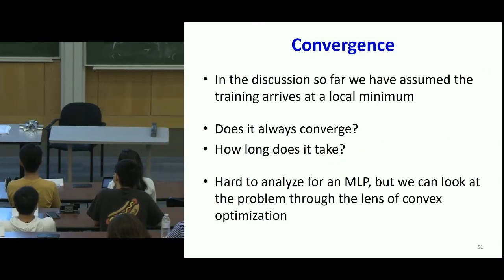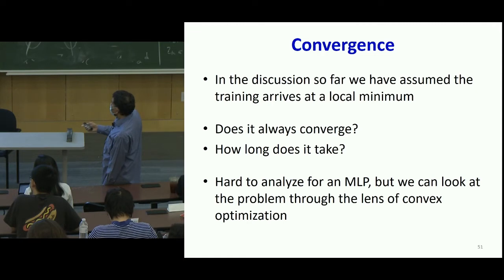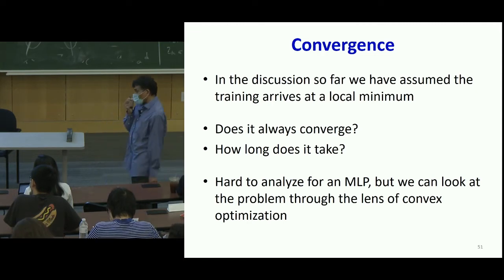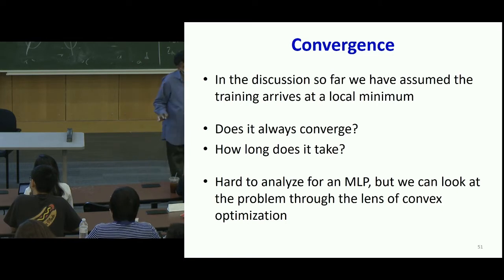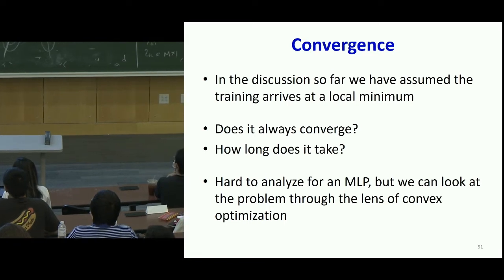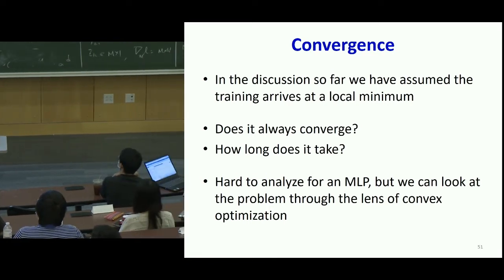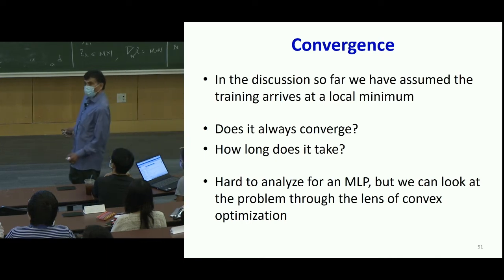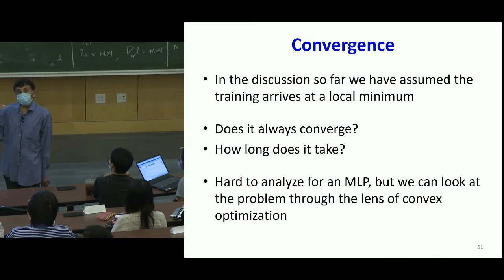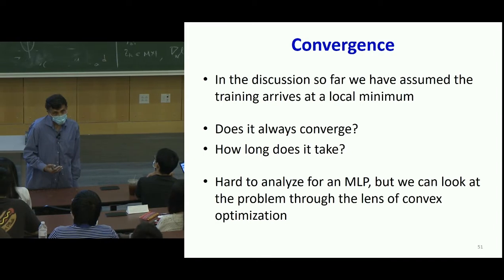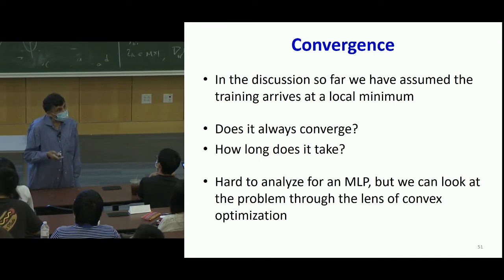Now, in the discussion, we've assumed that the training arrives at a local minimum, or at least at a location where the derivative is 0, right? Which could be a minimum or even a saddle point. So where it arrives at is one question, but here's a different question. How soon does it arrive there? How fast does it get there? This business of how fast it gets there is the question of convergence, right?